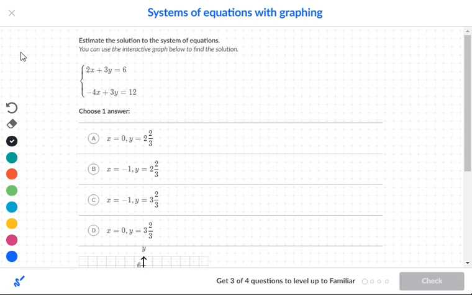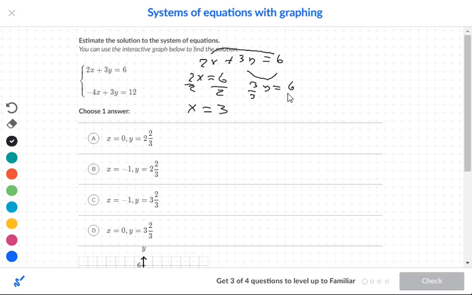graph these first. So we have 2x plus 3y is equal to 6. So what I can do is draw a line with the 2x to the 6. Then I can take the 3y to the 6. Divide both sides by 2. So x is equal to 3. Divide both sides by 3. And y is 2.